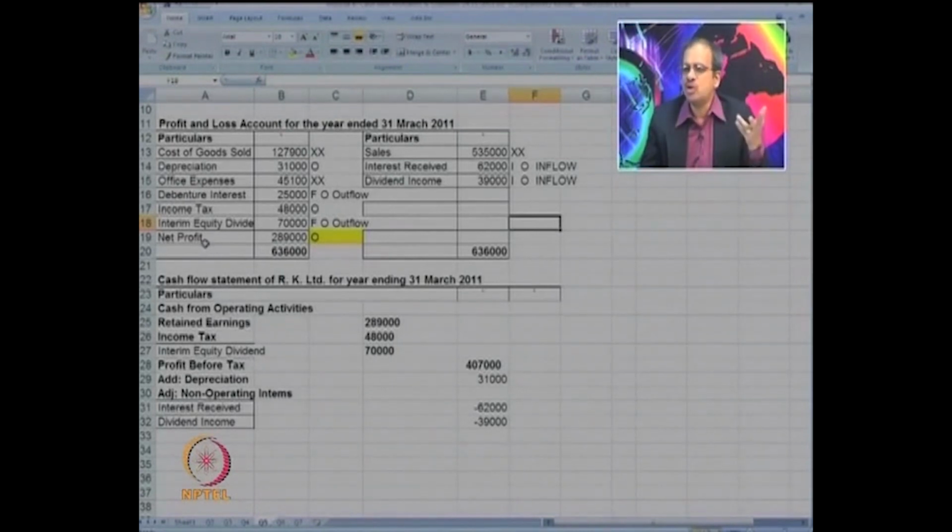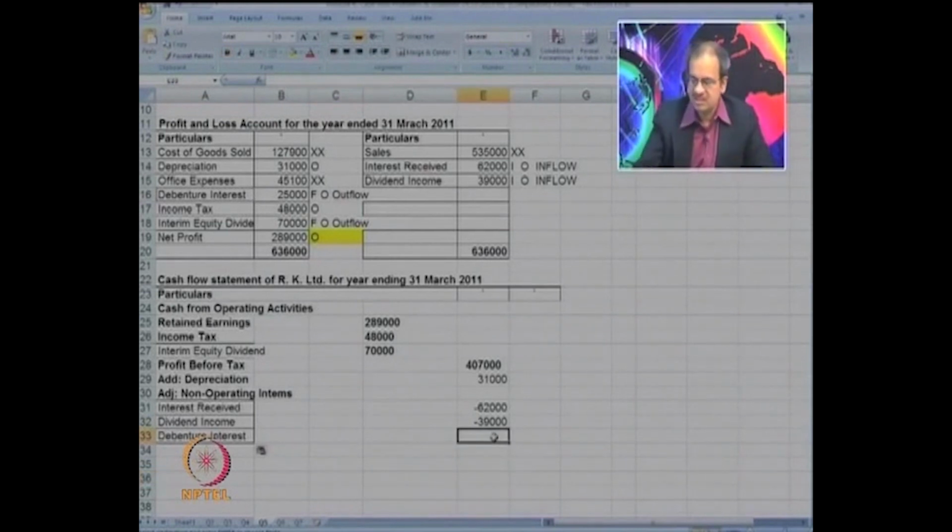Now on debit side also we have got item known as debenture interest. So this represents the interest which is paid on debentures. So I will have to consider it. Should it be added or deducted? Now it should be added because it was already deducted while calculating P&L account, but since it's a financing item, we need to add it back.